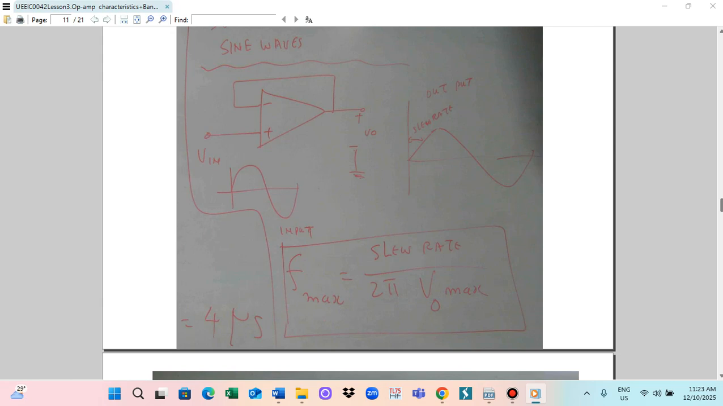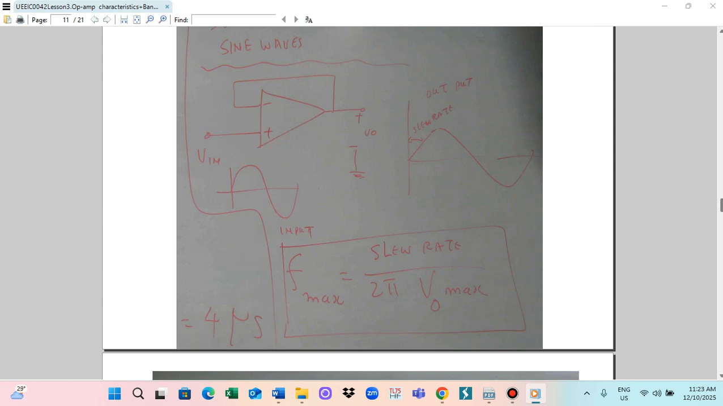Because of this, we can also calculate this limitation. The output waveform will be limited. We can use any frequency, but if the input is a sine wave, the output should be a sine wave, so the frequency should be limited. If you put in a higher frequency, a distorted waveform will come out. You can put any input, but if your input frequency is higher than the limitation, the output sine wave will be distorted.